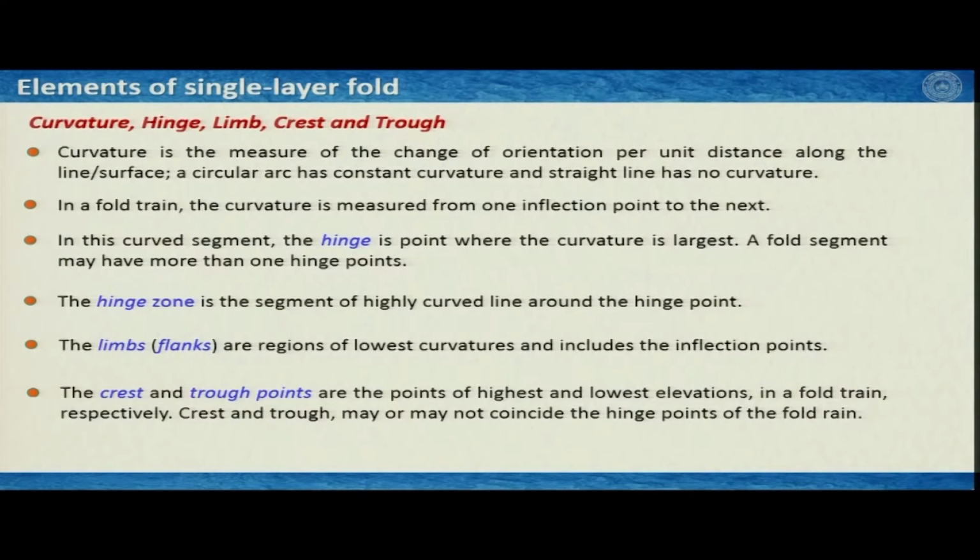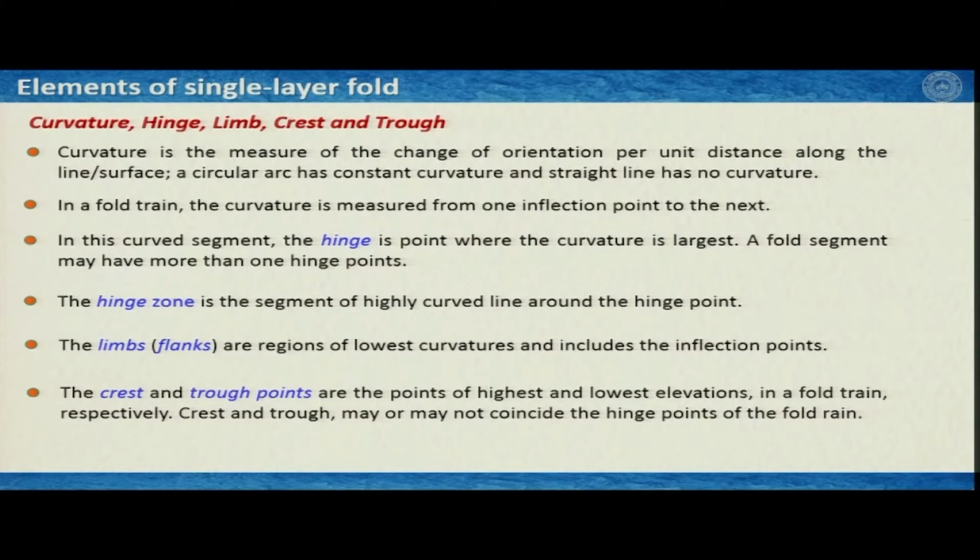The hinge zone is the segment of highly curved line around the hinge point. It also includes the hinge point as well. Then come the limbs or flanks, which are the regions of lowest curvature and include the inflection points. Then comes the crest and trough. These are the points of highest and lowest elevations in a fold train respectively.